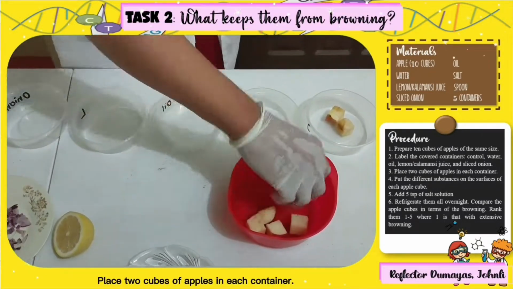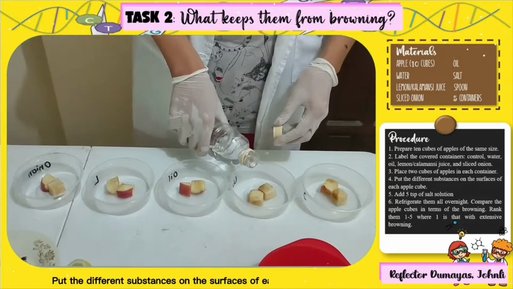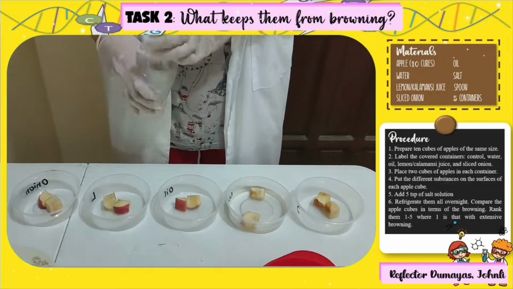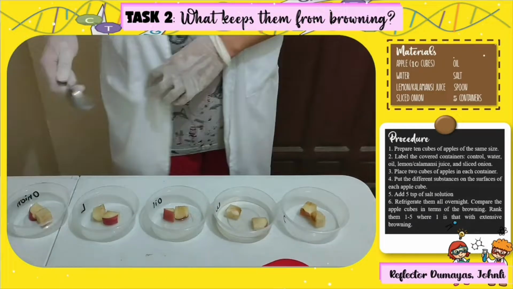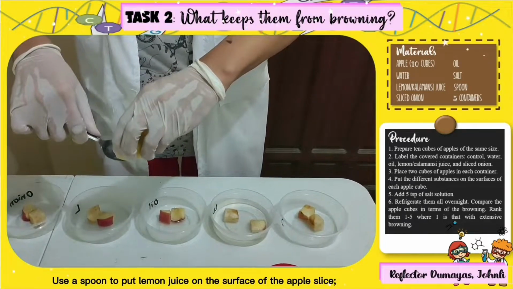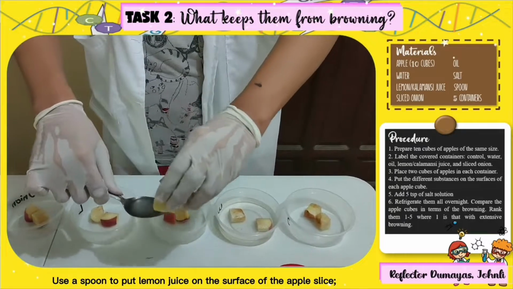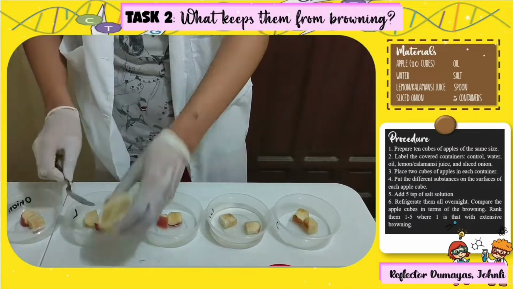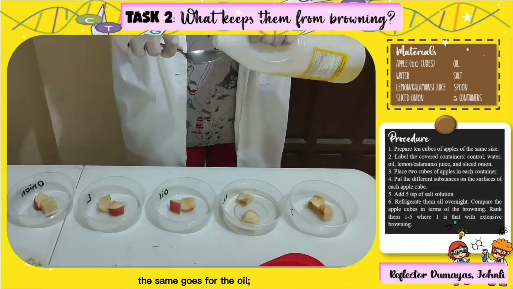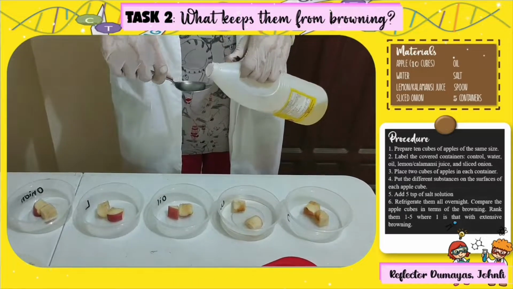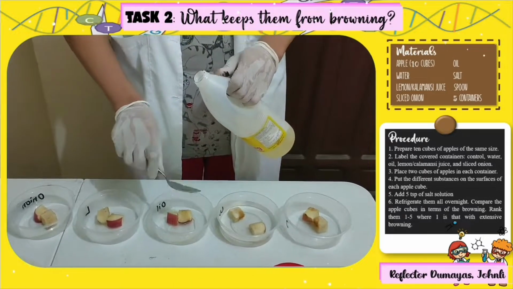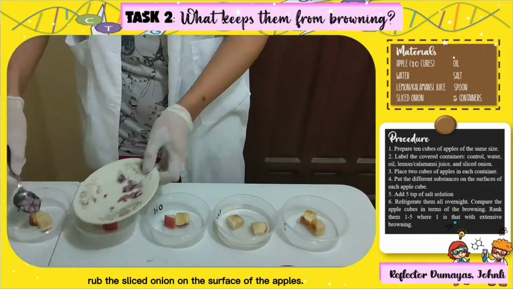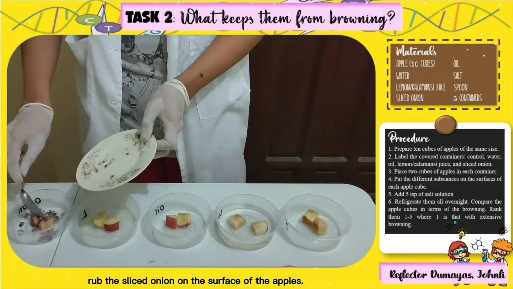Place 2 cubes of apples in each container. Put the different substances on the surfaces of each apple cube. Use a spoon to put lemon juice on the surface of the apple slice. The same goes for the oil. Rub the sliced onion on the surface of the apples.